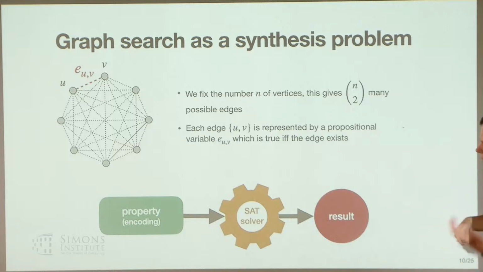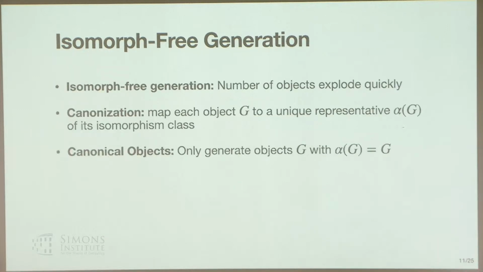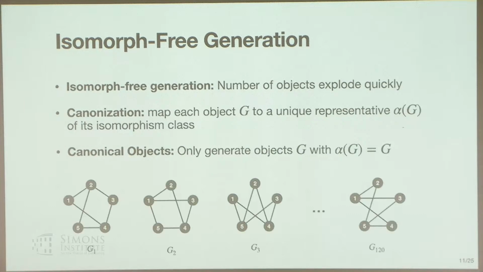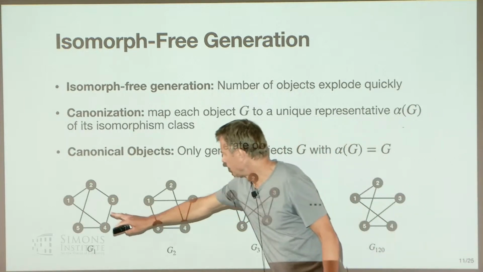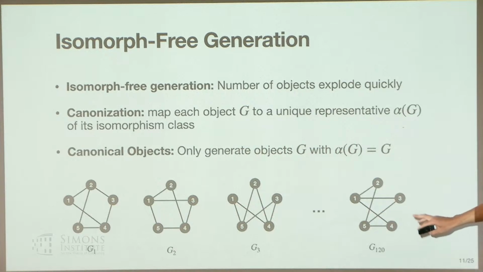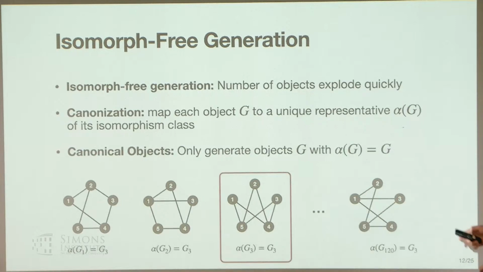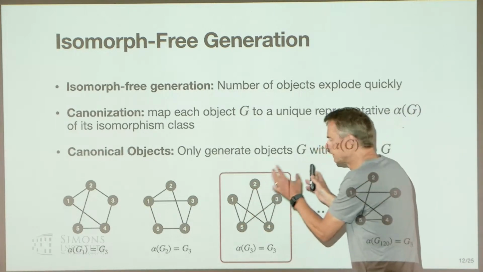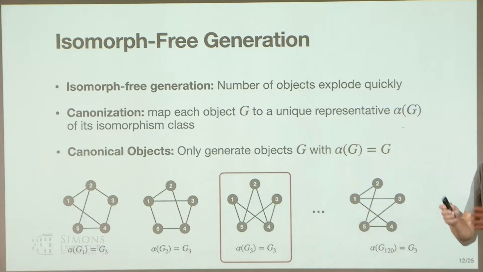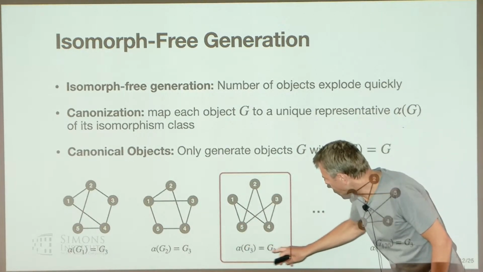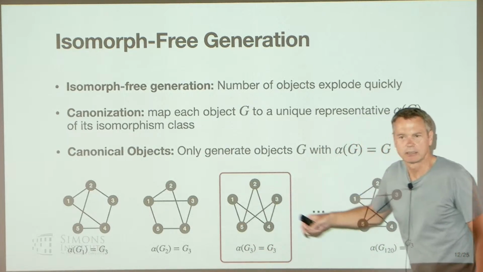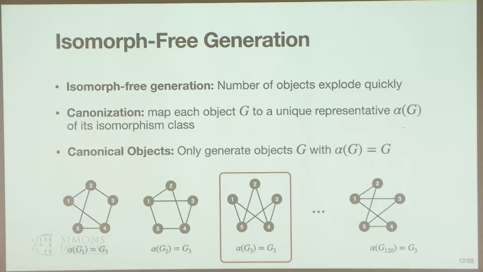But as I said, it's very important to break symmetries, and we want to do an isomorph-free generation. For instance, this graph with 5 vertices has 120 different isomorphic copies if we keep the vertices numbered 1 to 5, and only one of them should be declared as the canonical one. That's the typical thing you do: you have an isomorphism class, and you have some canonicity function alpha that maps only one of these graphs to itself. That's now your canonical object in this set.